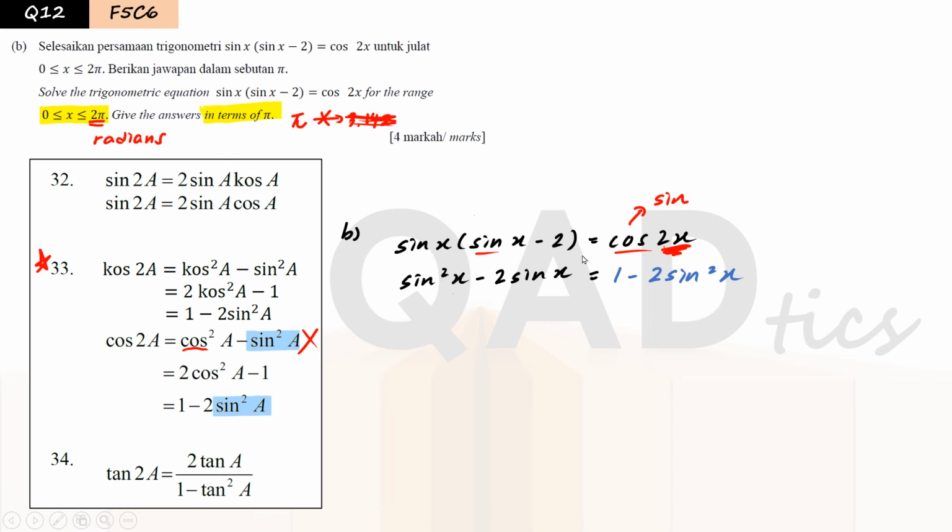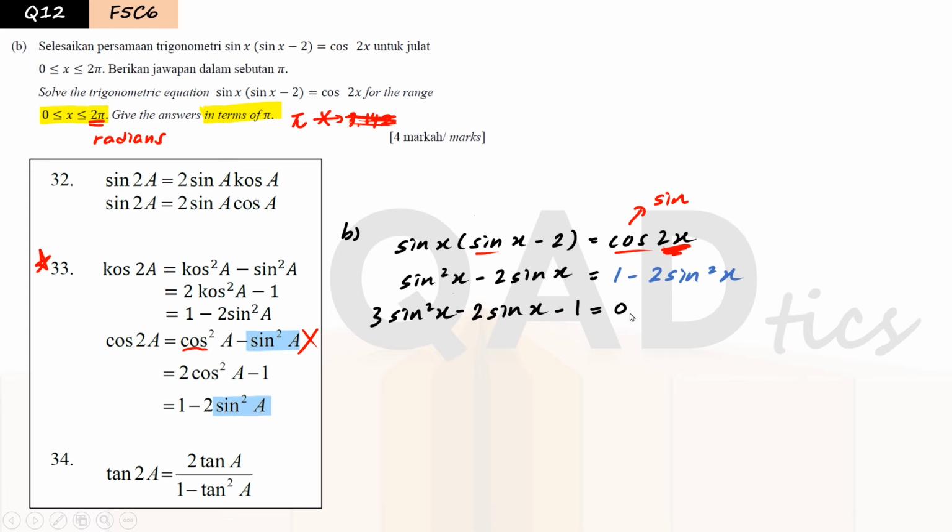Okay, so now let me move all of the things to the left side first. Which means that this value and this value, because it has sine square x, will be added up together. So here will be 3 sine square x. And for the negative 2 sine x here, no changes. The 1 here I move to the other side, so here will be negative 1 or minus 1.